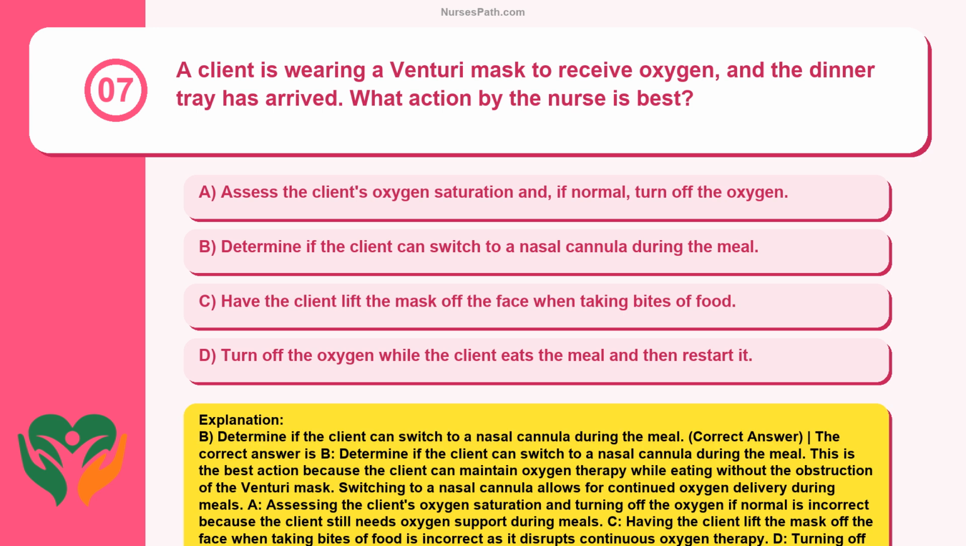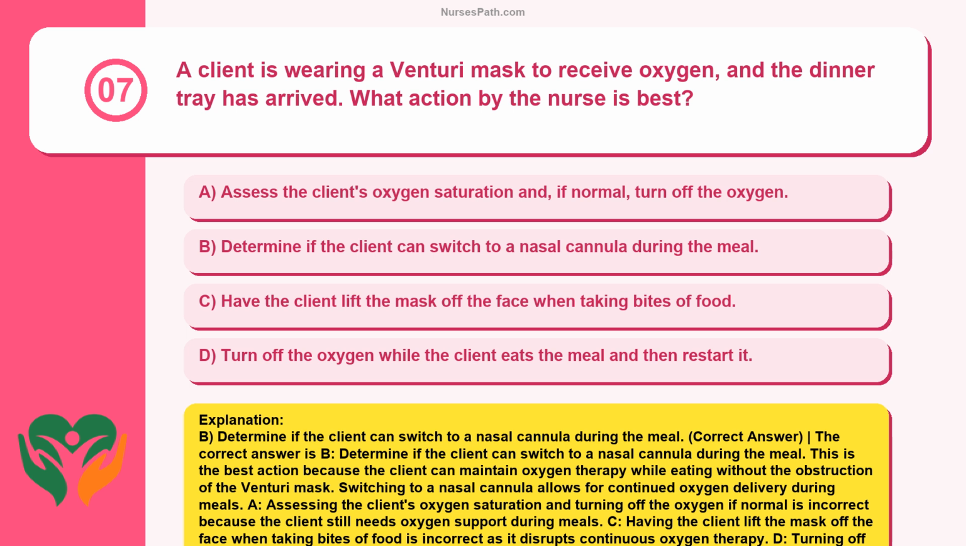B. Determine if the client can switch to a nasal cannula during the meal. Correct answer: the correct answer is B. Determine if the client can switch to a nasal cannula during the meal. This is the best action because the client can maintain oxygen therapy while eating without the obstruction of the Venturi mask. Switching to a nasal cannula allows for continued oxygen delivery during meals.